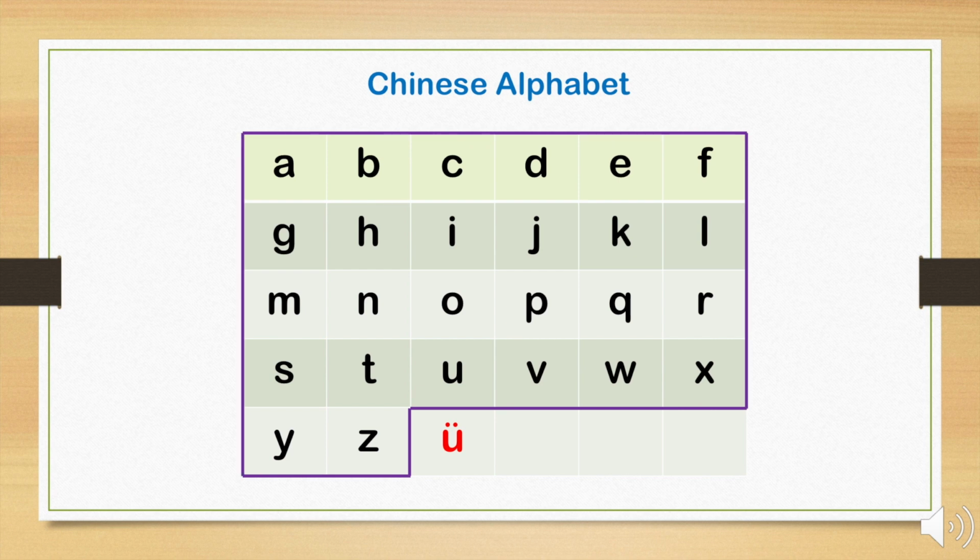In today's lesson, we're going to learn the Chinese alphabet. These are all the letters used in the Chinese alphabet. When you look up here, there's nothing new except for the last one. I'm going to break them down so you can get the pronunciations.